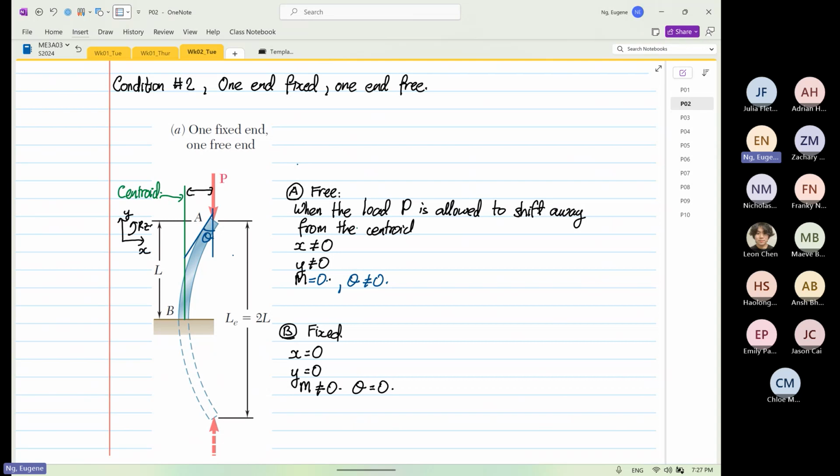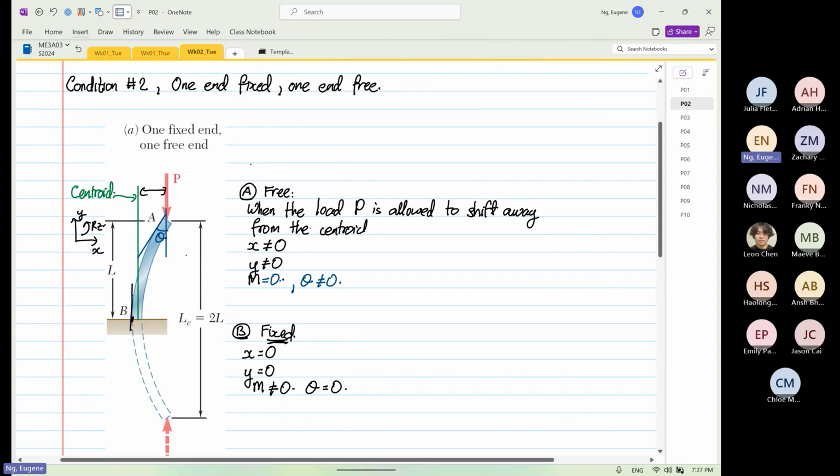So over here, this is where point B is. If I draw a line, the line is in fact parallel to the centroid. It's a straight line. So in this case, when moment is not equal to 0, theta is equal to 0, this is what we call our fixed point. So whether it is free, pin, or fixed, you have to watch the moment.